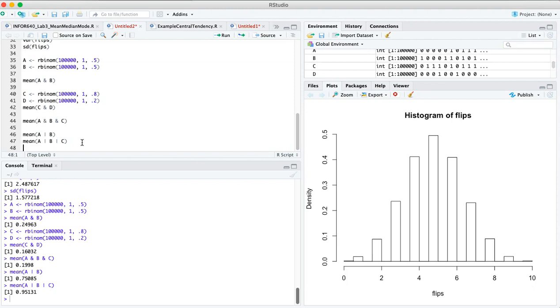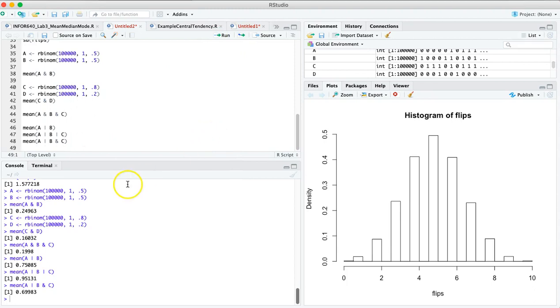You can also combine ands and ors into the same sentence. So you can have the mean of A or B and C. Go ahead and run that. What that means is that you have the A or B, and C. And it's much lower than B or C, but much higher here than A and B and C. So you can go ahead and play around with that.